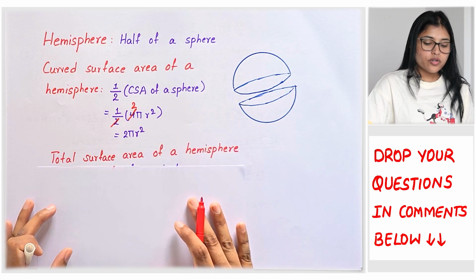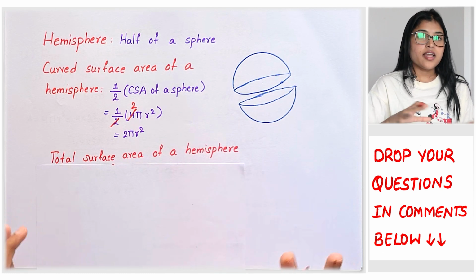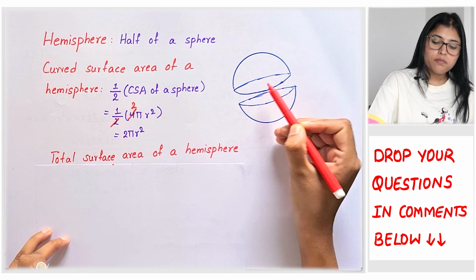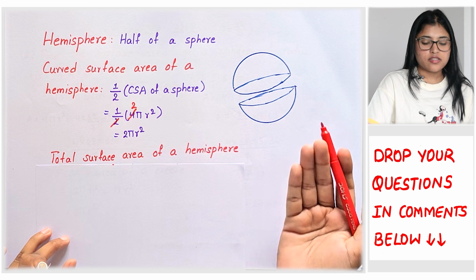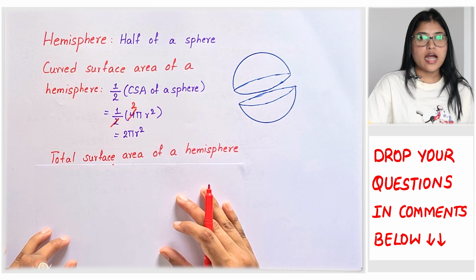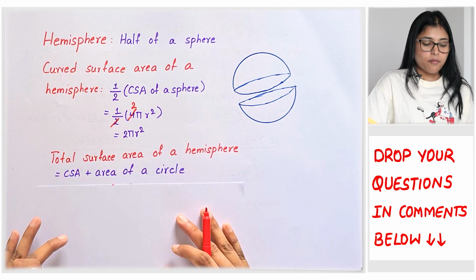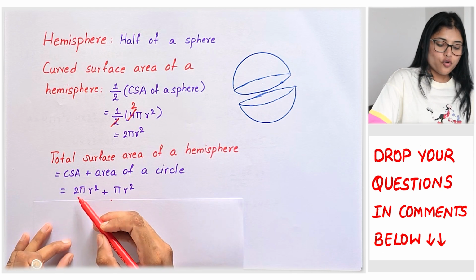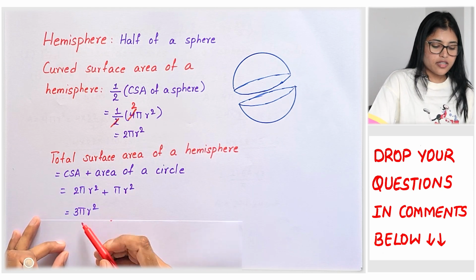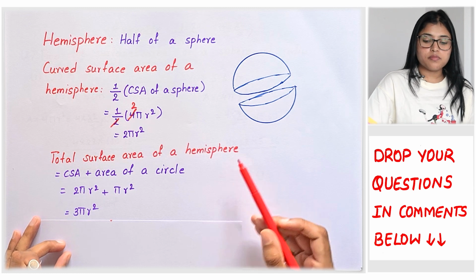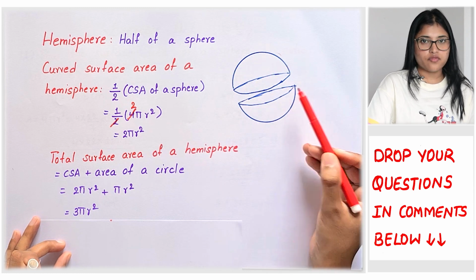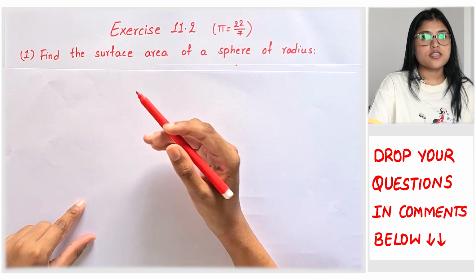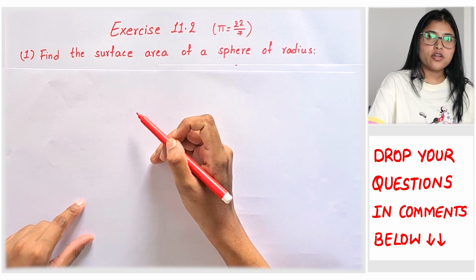Now let's look at the total surface area of a hemisphere. Unlike a whole sphere, you can notice that a hemisphere also has a circular portion that forms its base. So we also need to include that in the total surface area. Upon doing that, I can write CSA plus area of a circle, which is 2 pi r square plus pi r square, which is nothing but 3 pi r square. That gives me the total surface area of one hemisphere.